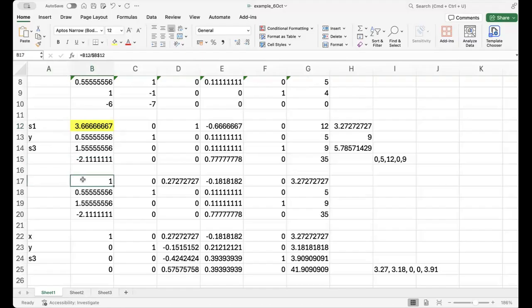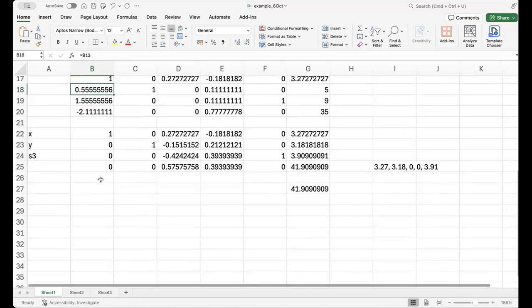So for the next round, we have X, Y, and S3 as our basic variables. Then you repeat the same from this table because this is the pivot row. So we make this element 1 and the rest become 0. Divide the whole row by this value. Then you will get 1 here.